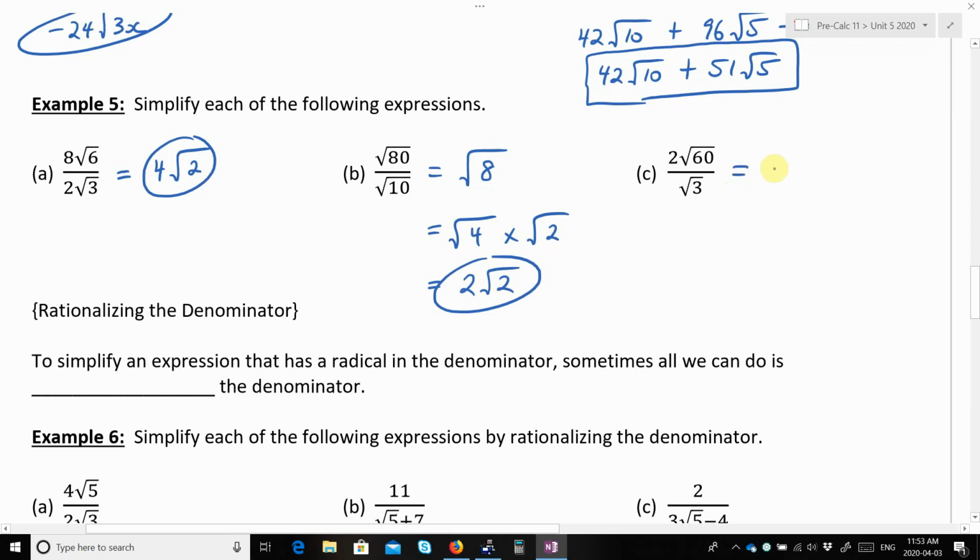And part C, we have a 2 out front. The square root of 60 divided by the square root of 3 is the square root of 20. And I think to myself, can I break down root 20? Yes, because 4 goes into it, and that's a perfect square. So root 4 times root 5. Square root of 4 is 2. So we end up with 4 root 5.